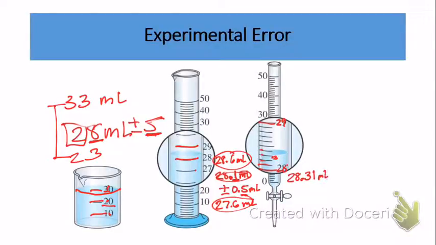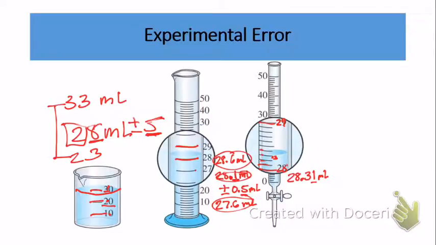So you'll notice that the number of decimal places I've been recording is getting larger, which means my precision is getting better. Automatically it tells me that if I look at these three measuring devices, the beaker by far is the worst because it gives me the least precise volume measurement, and the burette is giving me the best measurement.